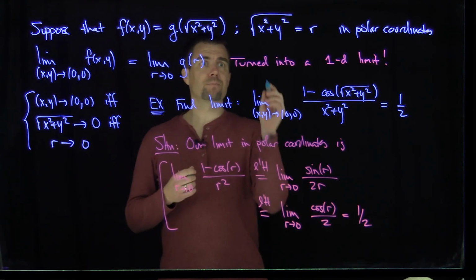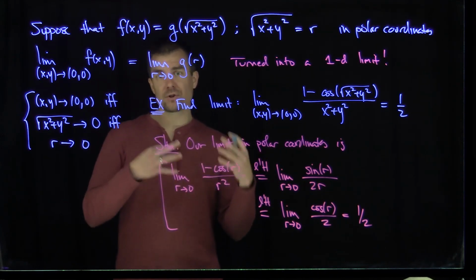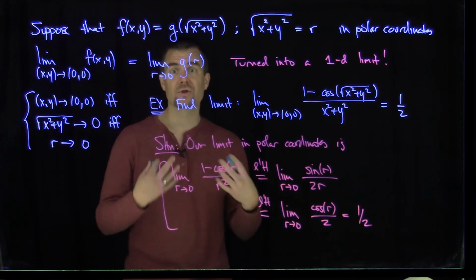So whenever we see the expression x squared plus y squared in a limit problem, see if we can write everything in terms of the radial variable. Then you can transfer the problem and make it a one-dimensional limit problem, which is actually much easier.